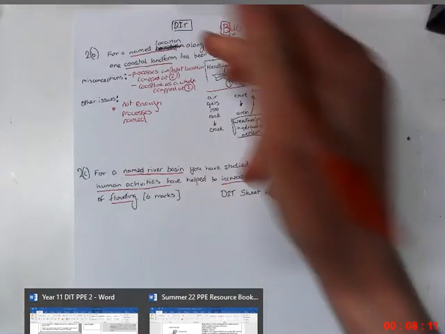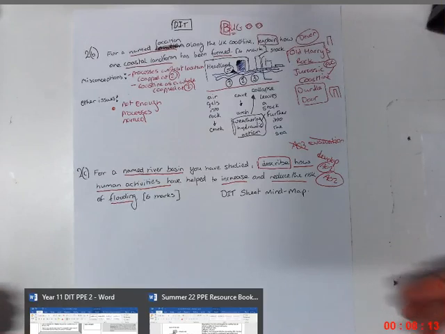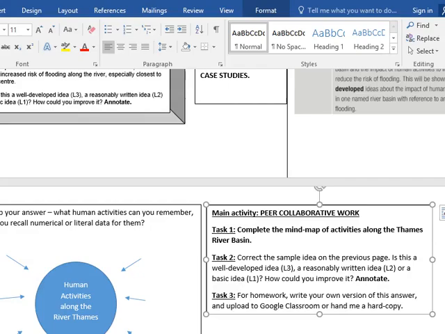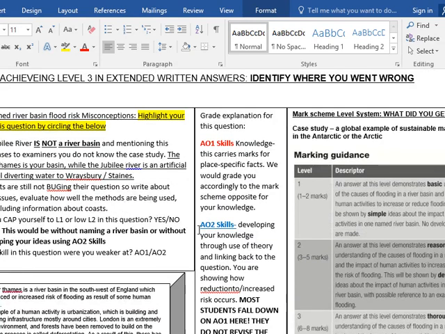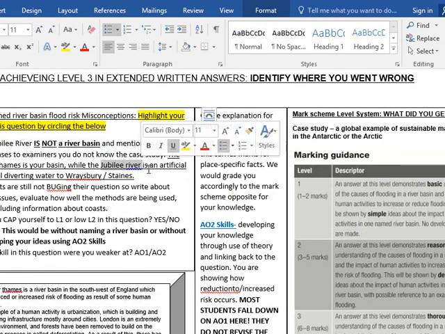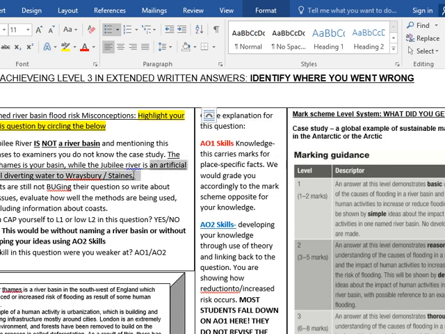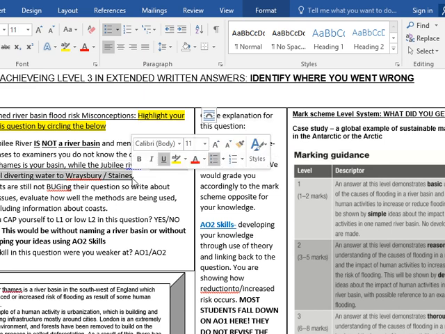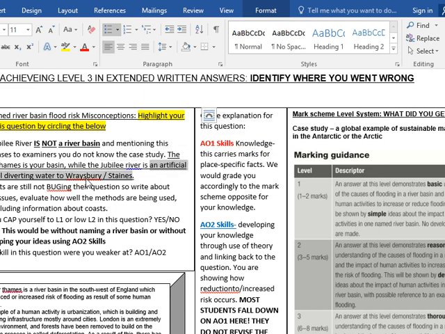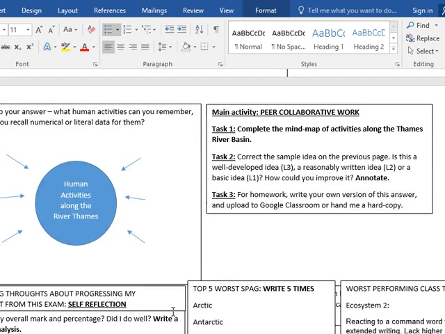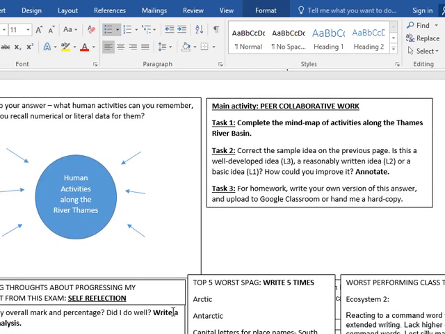If we went back to the misconceptions, they're exactly the same here as for the previous question. People did not name a river basin in many examples. And you'll see on your DIT sheet that it highlights that one of the misconceptions was that some people mentioned that the Jubilee River is the main river basin. It's not. The River Thames is the basin, and the artificial channel diverting water to Raisbury and Staines is the Jubilee River.